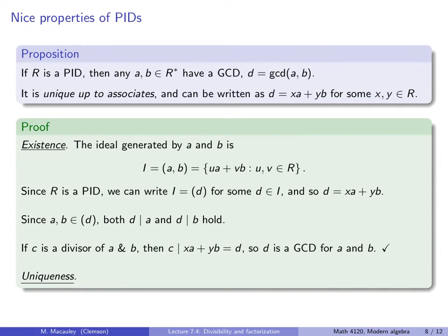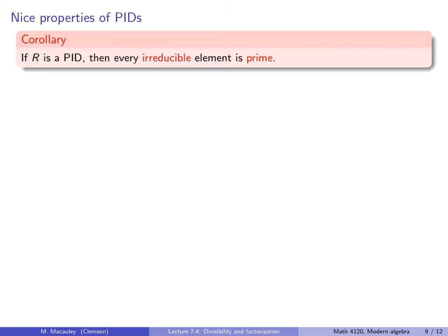Finally, for uniqueness, if D prime is another GCD, then because it's a greatest common divisor, the other divisor D must divide it. But also, D is a greatest common divisor, and because of the greatest part in here, all other divisors, namely D prime, must divide D. Therefore, D and D prime divide each other, so they are associates, and that's what we had to prove, that the GCD is unique up to associates.